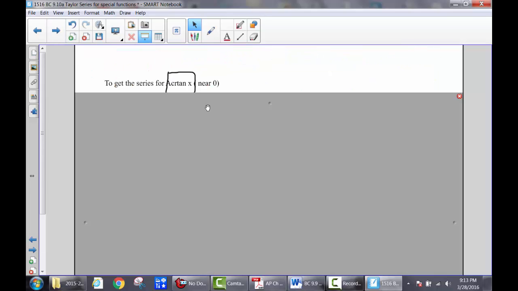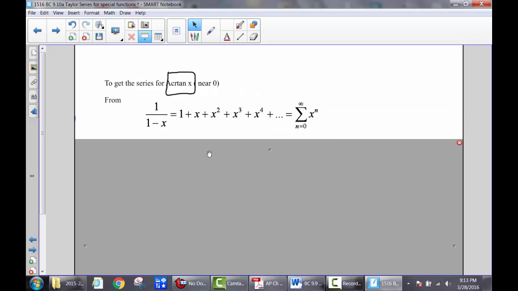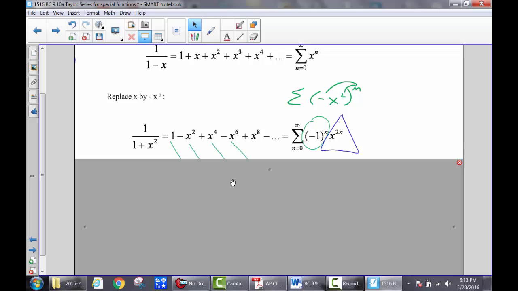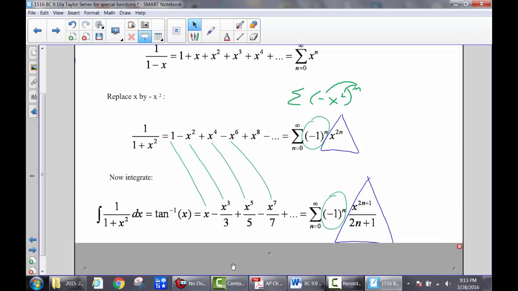To get arctan, of course, arctan is the integral of 1 over 1 plus x squared. So we start with 1 over 1 minus x, which is our geometric power series. We replace x by negative x squared to get 1 over 1 plus x squared. So again, replace all the x's by negative x squared. You go through that, replace this x by negative x squared. You'll get negative 1 to the n, x to the 2n. And then we now integrate that.